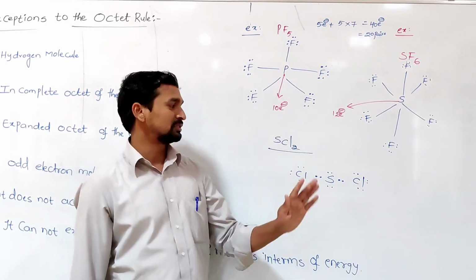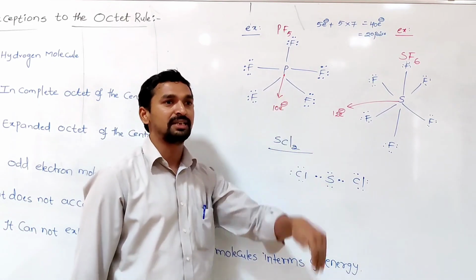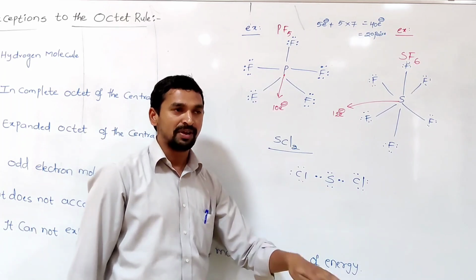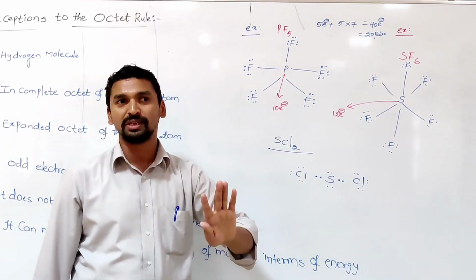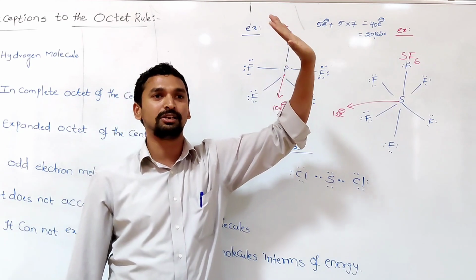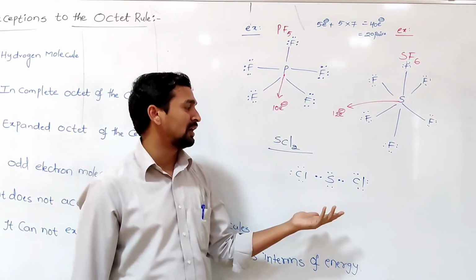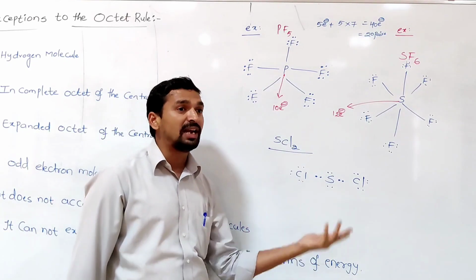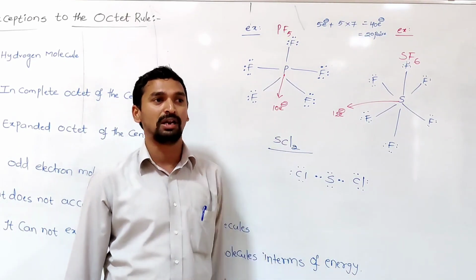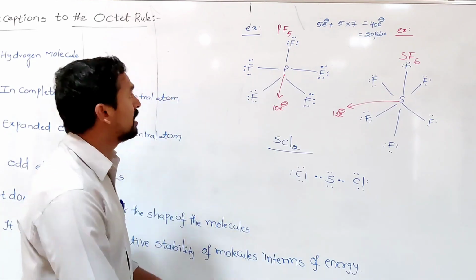In some of the compounds it obeys the octet rule, in some cases it does not obey the octet rule. Whether it obeys the octet rule or not, all the molecules are said to be stable. So here the octet rule was a failure. Why? Even though they are violating the octet rule, why are they stable molecules? That could not be explained by the octet rule.